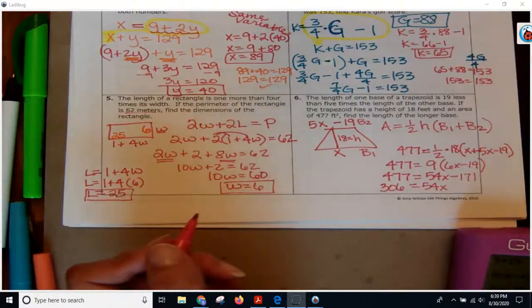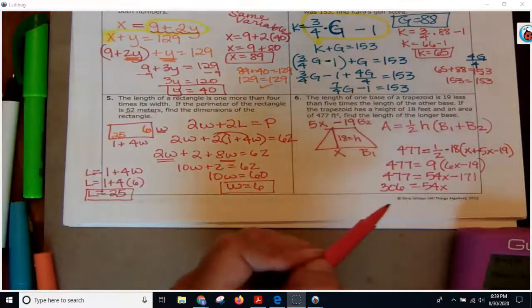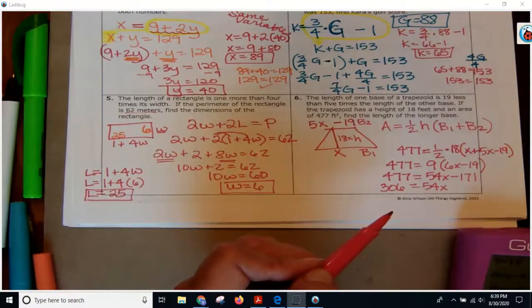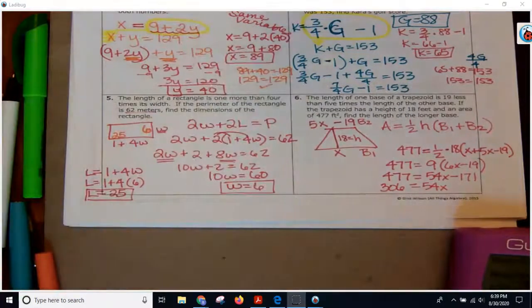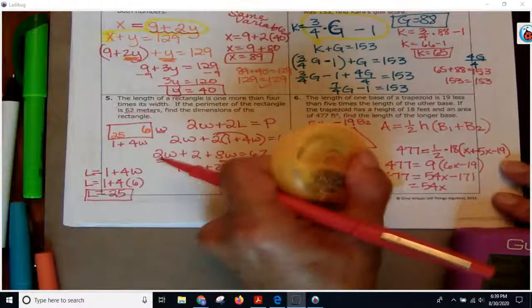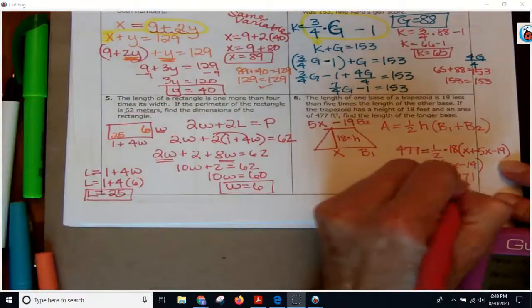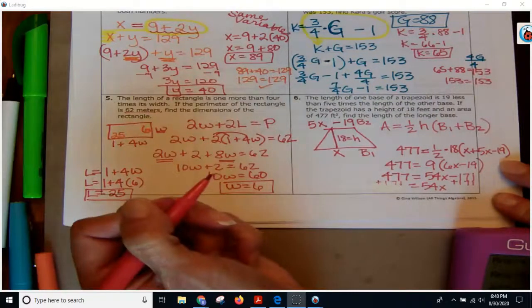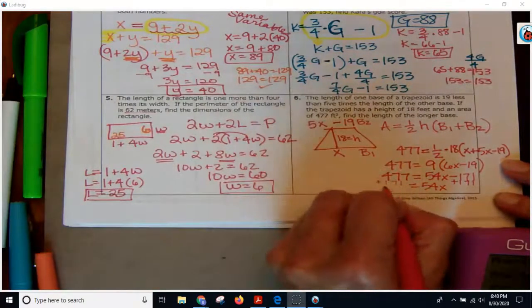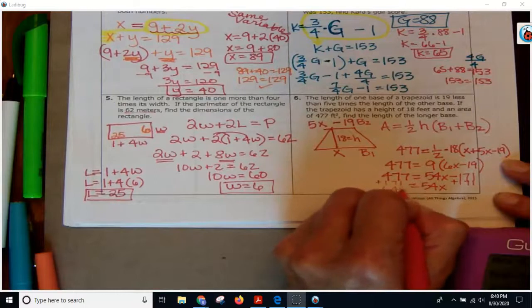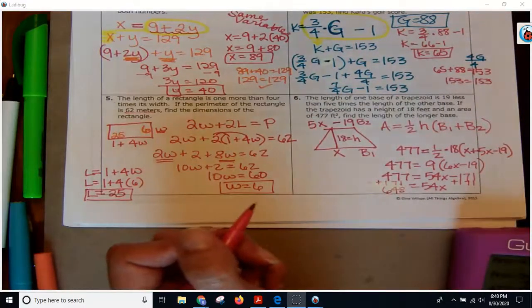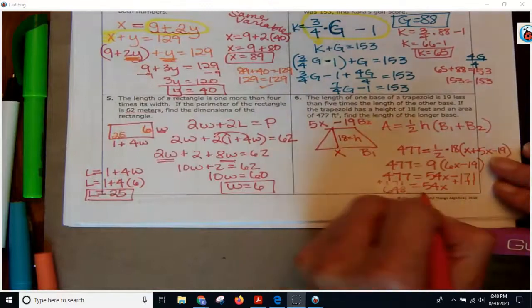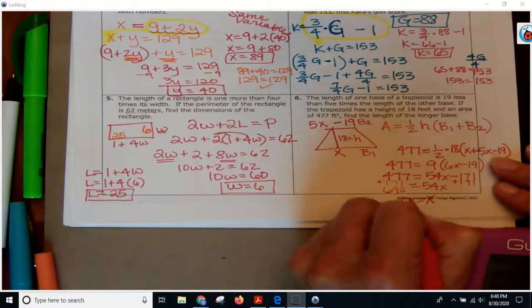I think I did something wrong. I don't think that that's right. I think I screwed that up. 477 plus 171, that's what I did wrong. This is plus, because I'm adding to both sides. Oops. Trying to go too fast. So when I add that, I'm going to get 648, and then 648 divided by 54 is going to give me x equals 12.